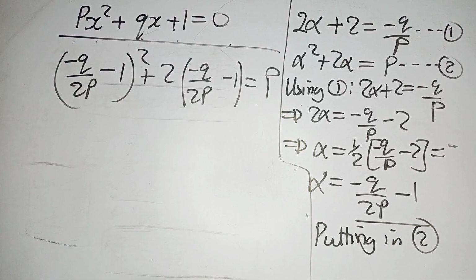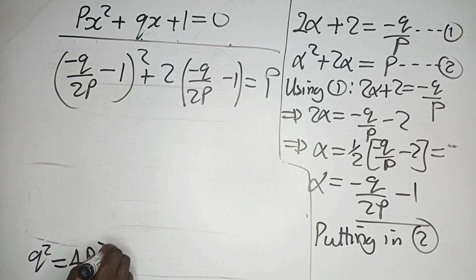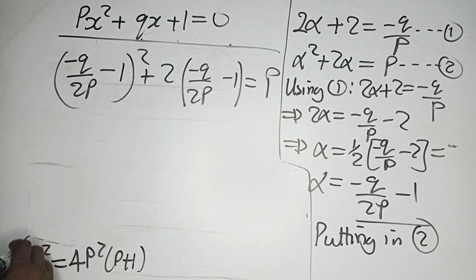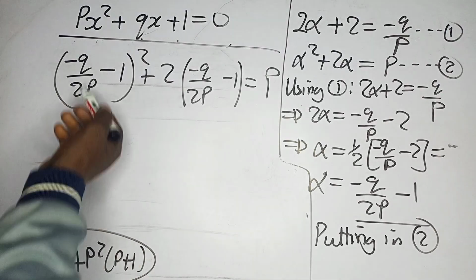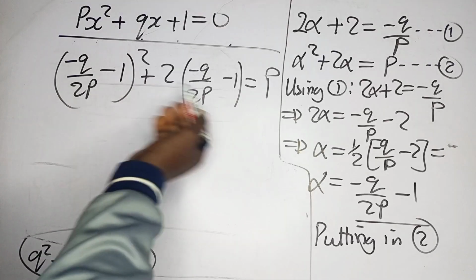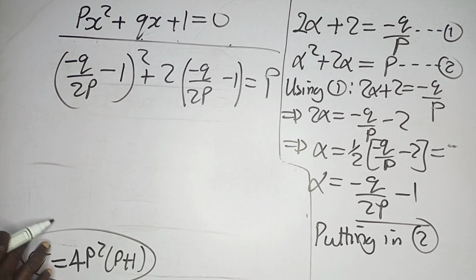Our expression we want to derive again is Q squared. Let's write it somewhere. Q squared is equal to 4p squared into p plus 1. This is our expression we want to derive, so we have to derive this from here. All that we'll be working here is to make sure that we get this.